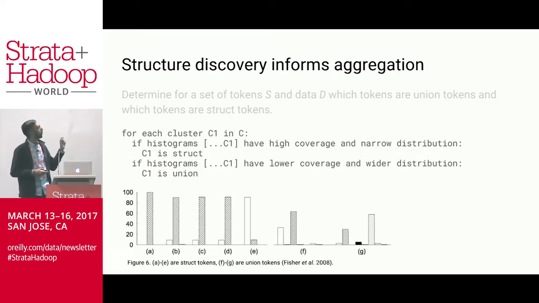For each cluster, we can determine if the histograms have high coverage. If the histograms have high coverage and narrow distribution, this means that they're structure tokens. And if the histograms have low coverage and wider distribution, this means they're union tokens.